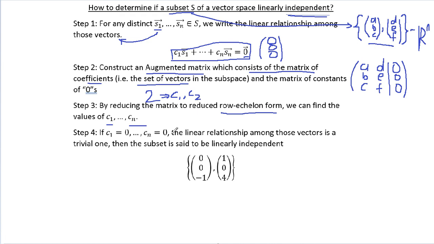So now if your C1 all the way to Cn equal 0, so in this case if C1 and C2 equal 0, we can say that the linear relationship among those vectors is a trivial one, and we can say that the subset is linearly independent, which means that they are not dependent on one another. So now we have this example where we have these vectors. We want to see whether they are linearly independent.